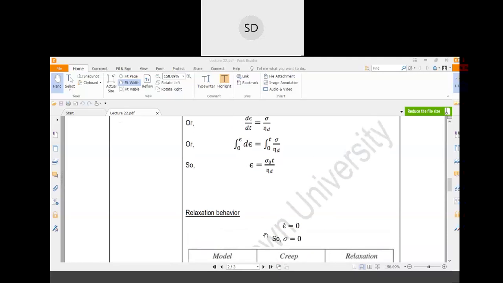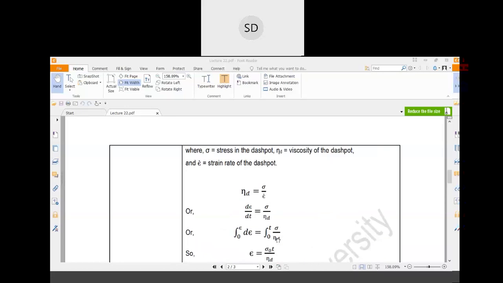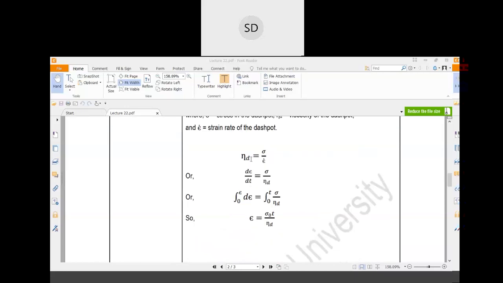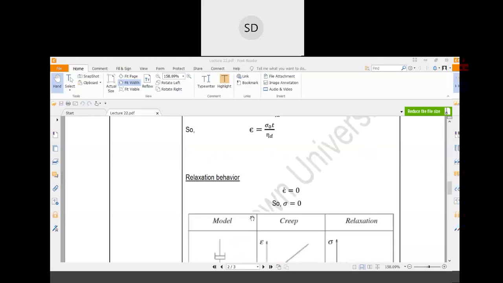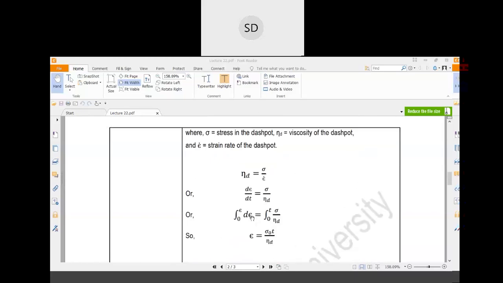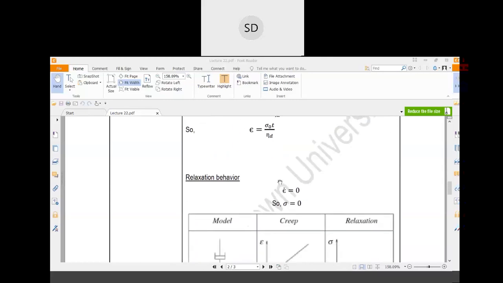Now for the relaxation behavior, what happens? For the relaxation behavior, your rate of strain would be 0. So this particular term, rate of strain, is 0. If you go for this equation, if the rate of strain is 0, then sigma will also be 0.